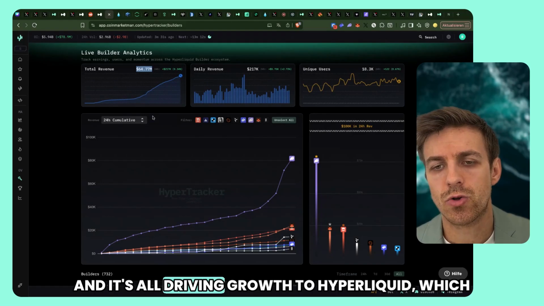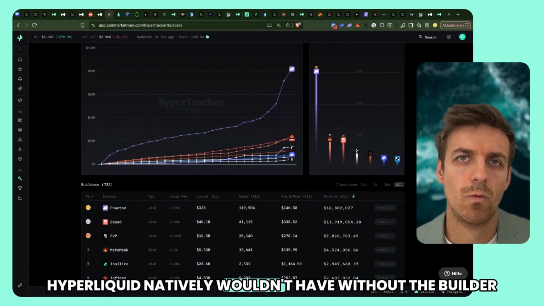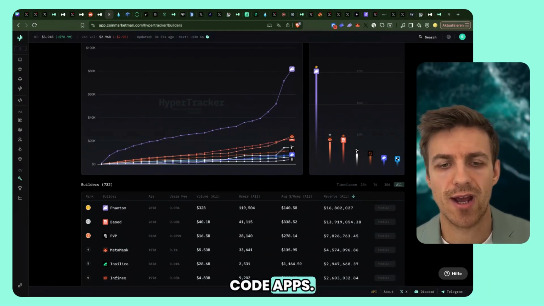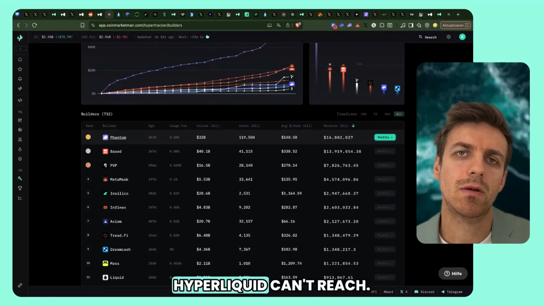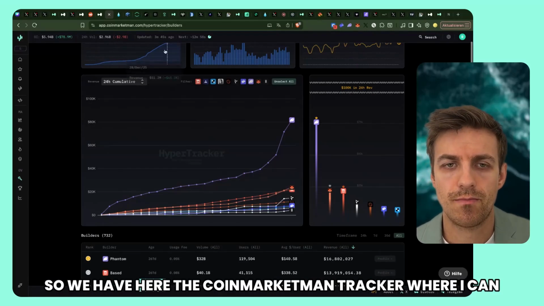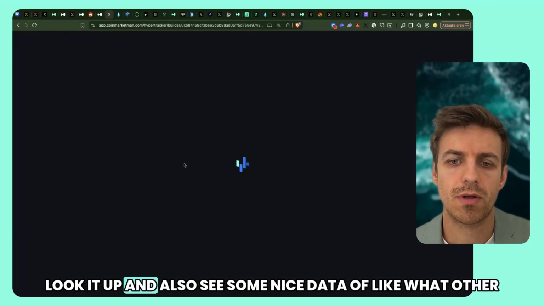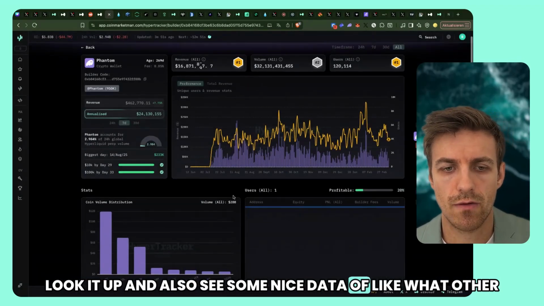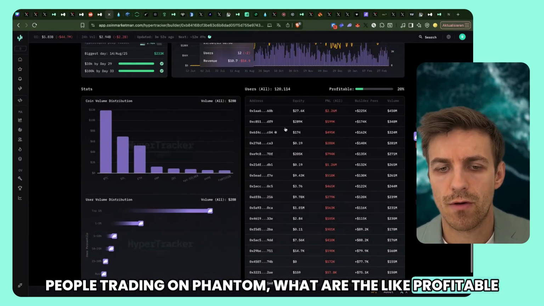And it's all driving growth to Hyperliquid, which Hyperliquid natively wouldn't have without the builder code apps, because of course Phantom reaches people that Hyperliquid can't reach. So we have here the CoinMarketMan tracker where I can look it up and also see some nice data of what the people trading on Phantom are doing, what the profitable traders are.